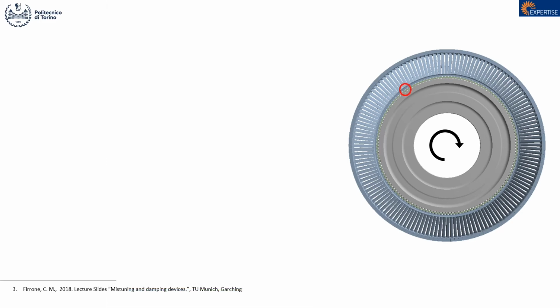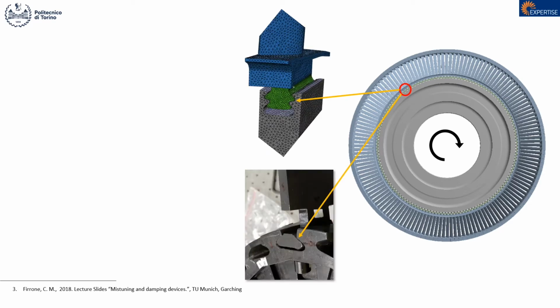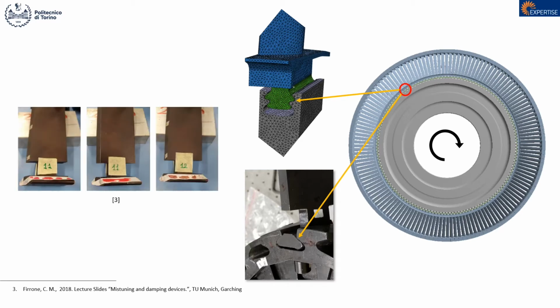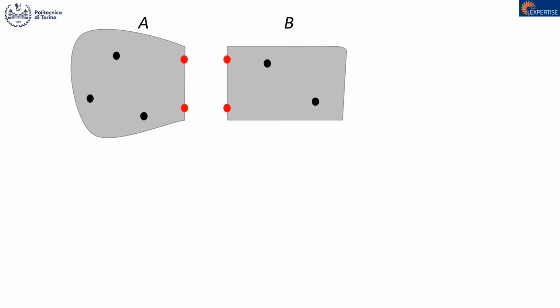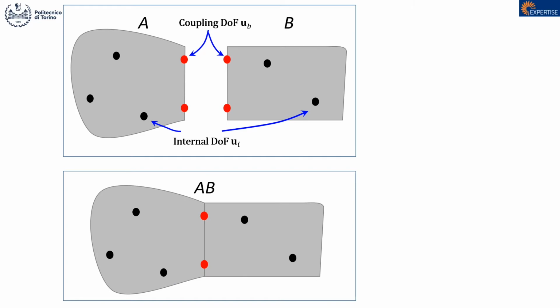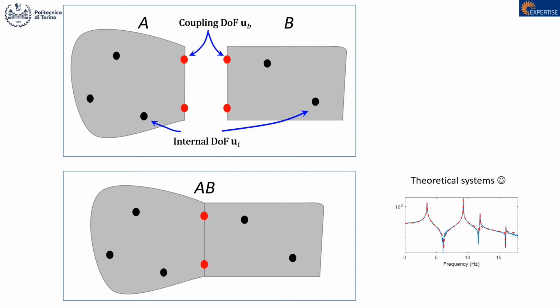The weakest link in our understanding of the dynamics of bladed discs are joints. This is because they introduce uncertainty or relative motion at the contact interfaces. In order to understand it, let us take two simple substructures A and B. We know some output-input relationships on the coupling points and some internal points. We couple them mathematically and compare it with an actual measurement on their assembly.